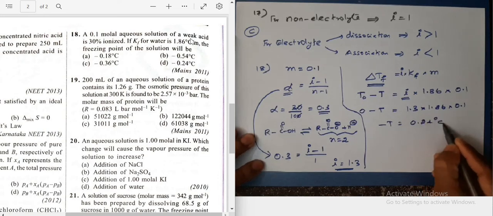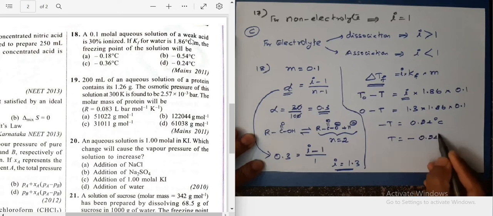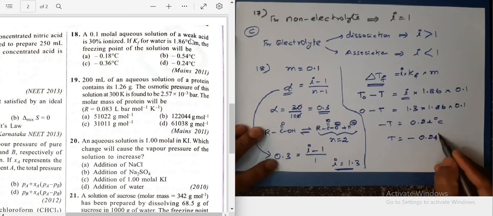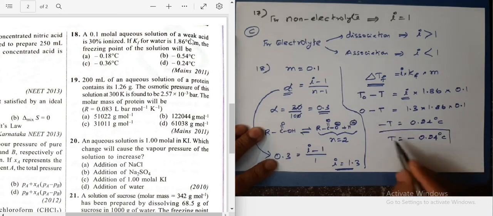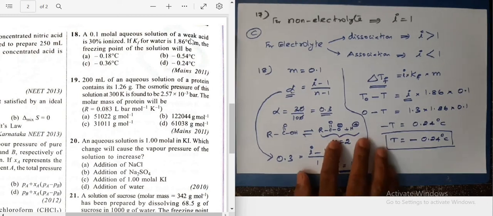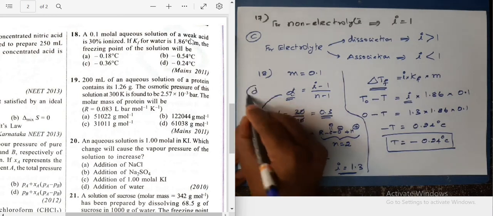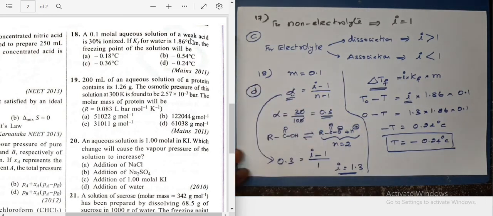0.24 degree Celsius, or T is equal to minus 0.24 degree Celsius. Yes, take down. Is this clear, students? Any doubt in this? No, sir. Yeah, take down. So the correct option for this question is option D. For question number 18, the correct option is D, minus 0.24 degree Celsius. Okay, take down.